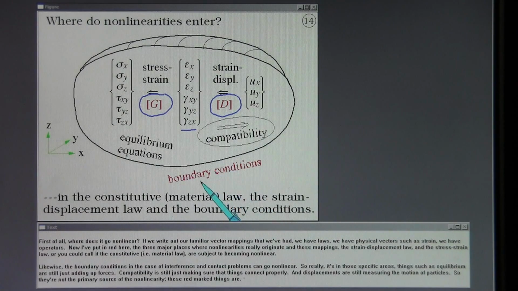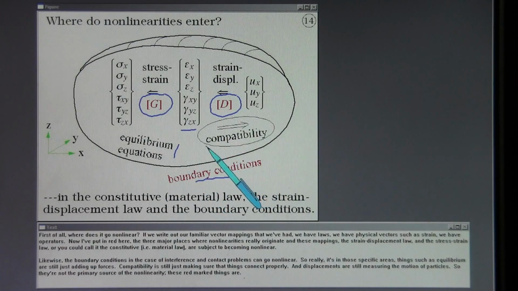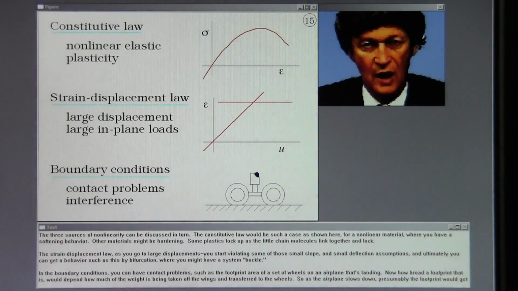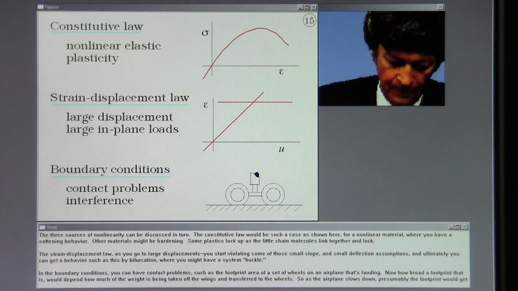Likewise, the boundary conditions in the case of interference and contact problems can go nonlinear. So really it's in those specific areas. Things such as equilibrium are still just adding up forces, compatibility is still just making sure that things connect properly, and displacements are still measuring the motion of particles. So they're not the primary source of the nonlinearity. These red marked things are.